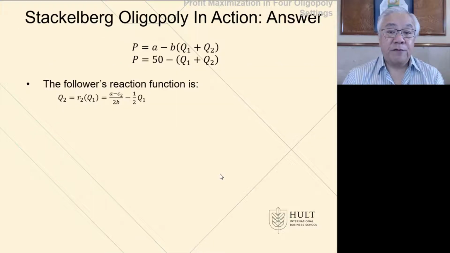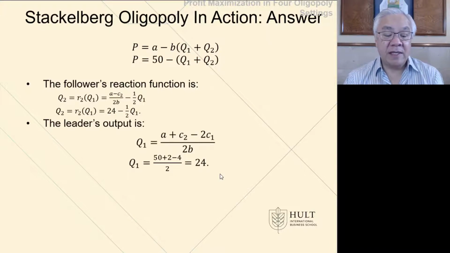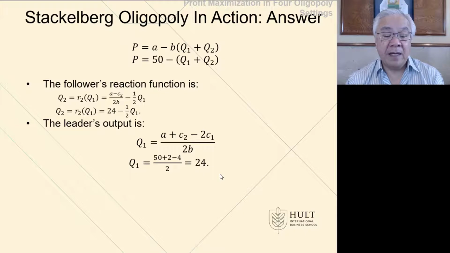So the reaction function is Q2 equals (A minus C2) divided by 2B, minus 1/2 of Q1. If we plug in the numbers from this example, (A minus C) divided by 2B leads to 24. Again, we'll do a more elaborate example later. Minus 1/2 of Q1. And the leader's output is given by the function (A plus C2 minus 2C1) divided by 2B. In this case, putting all those numbers in, we end up with 24.